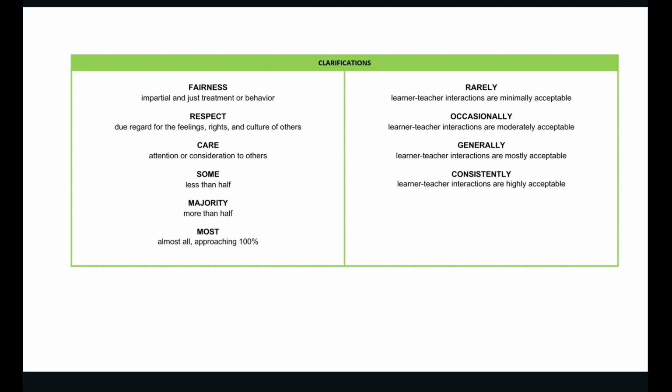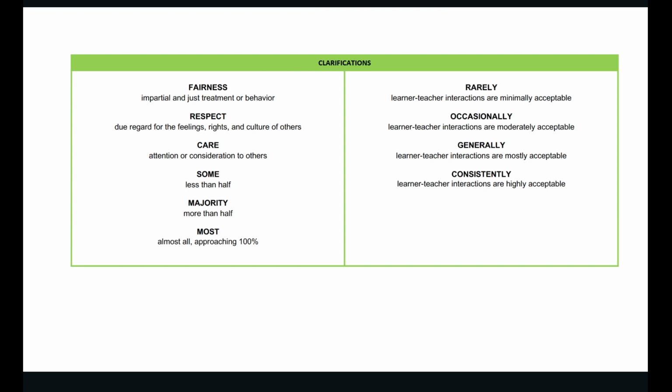As you can see here, what is really required in this objective is that there is an interaction between the teacher and the learner. And you, as the observer, try to see how you would describe this learner-teacher interaction. Is it with fairness? Is there an impartial and just treatment or behavior? Is there respect? Respect as defined here is due regard to the feelings, rights, and culture of others.